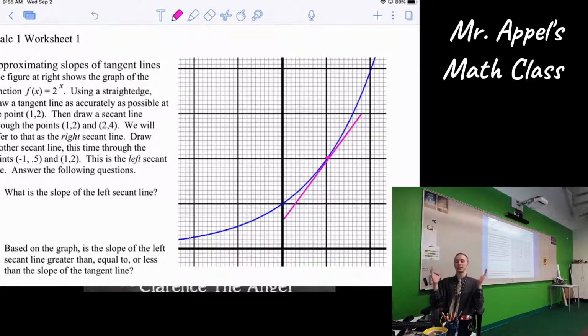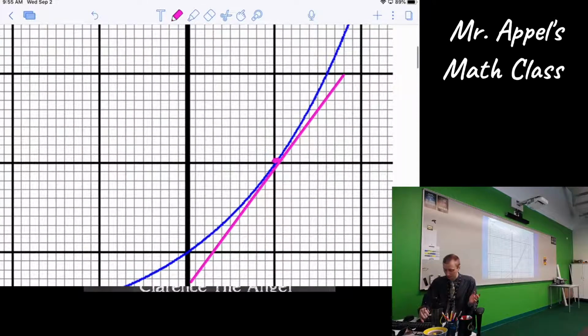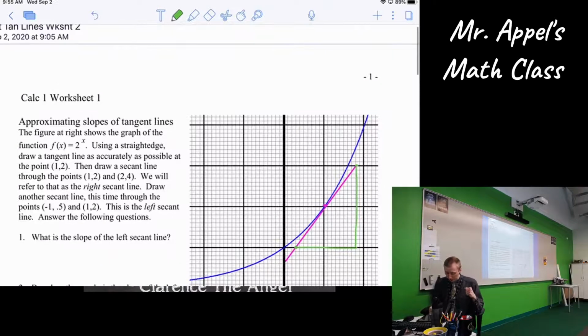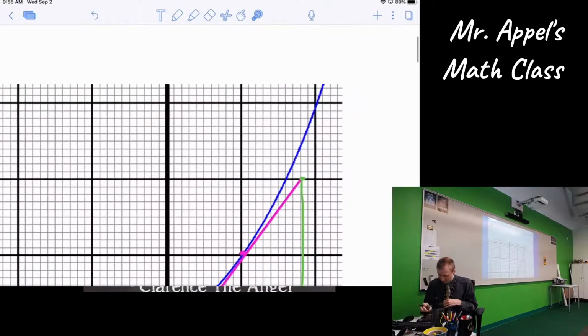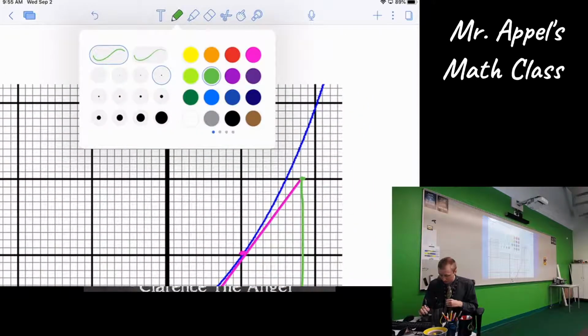Well, once you've drawn in your line, you can calculate the slope based on any line on a graph, right? We can come in here and be like, oh, well, it crosses that intersection, and we can use that rise over run and calculate the slope then of the pink line. And we want to see how does that compare to something close by, a secant line through points 1, 2, and 2, 4, right? So a secant line from 1, 2 to 2, 4, let me use yet another color here.